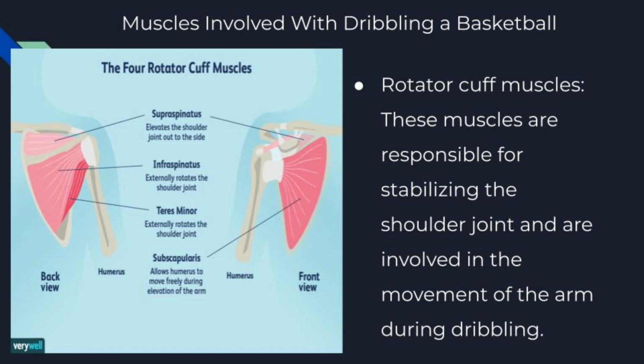So let's move on. The rotator cuff muscles are also involved with dribbling a basketball. And we talked a lot about these in class. So if you remember the acronym SITS, that's supraspinatus, infraspinatus, teres minor, and subscapularis. So these four are actually all used, and they're responsible for stabilizing the shoulder joint, and they're involved in the movement of the arm during dribbling. So these muscles are also activated and help with the movement of the arm, both upward and downward motions when dribbling. Pretty much wherever your arm's moving, the rotator cuff is helping with that.